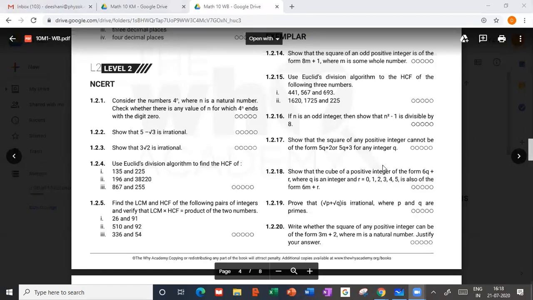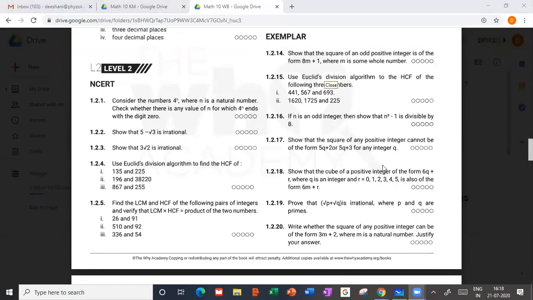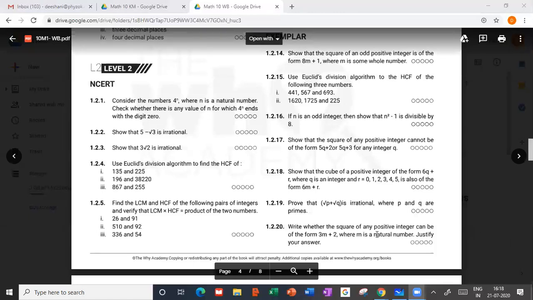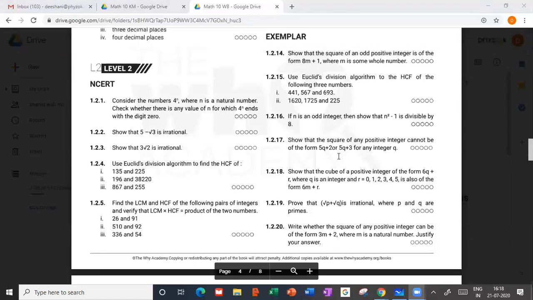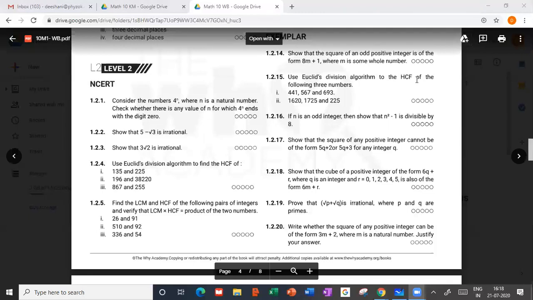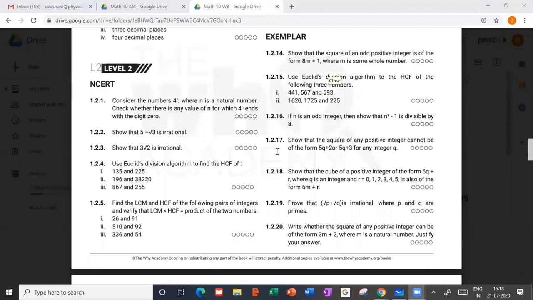Yeah, class is till 4:30. There's just one more type of question I want to do. So once you're done with this, tell me. Show that 3 root 2 is irrational. Once you're done with this, tell me.